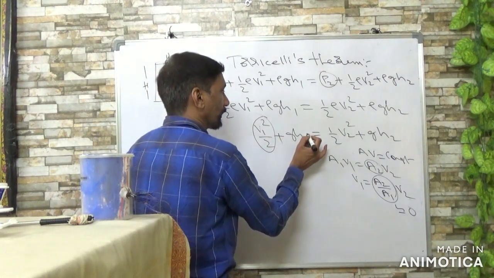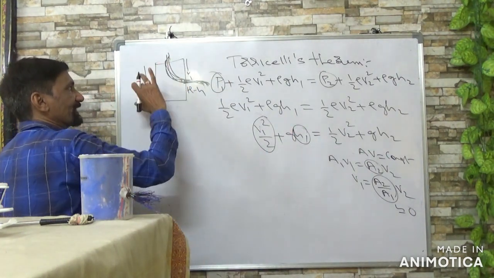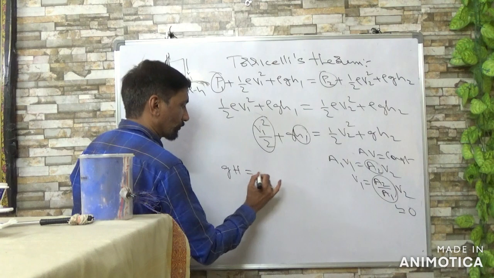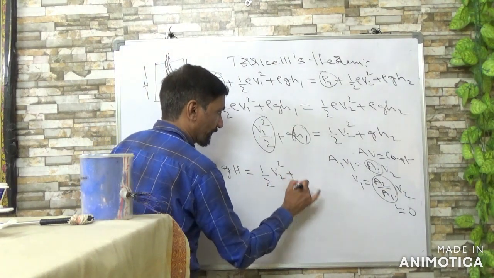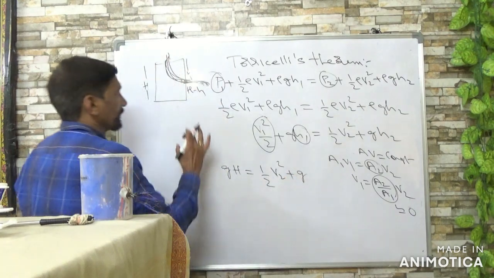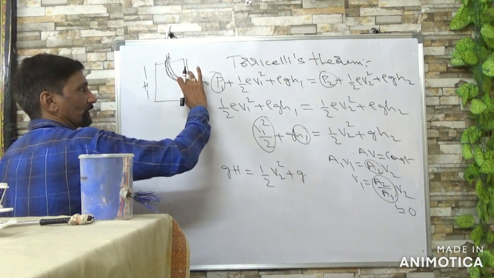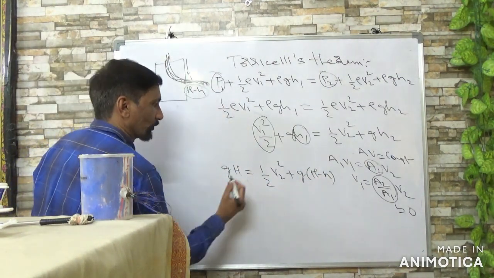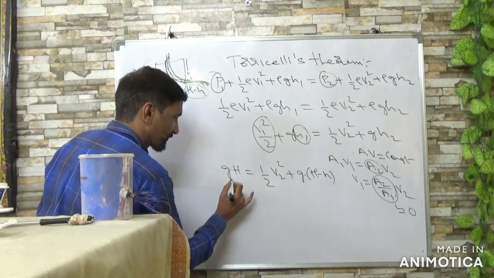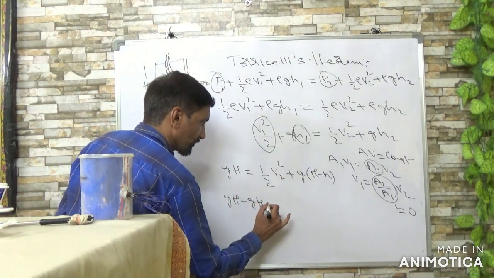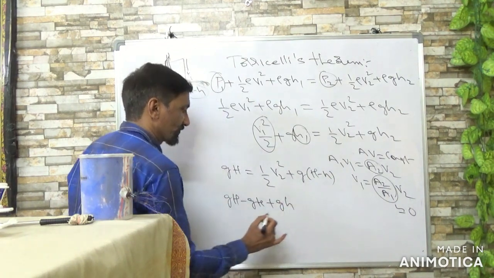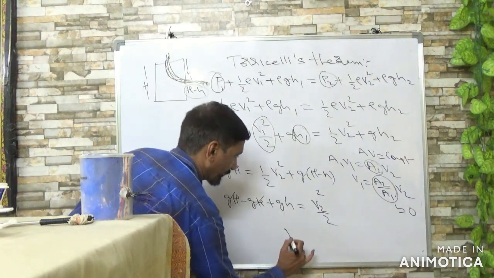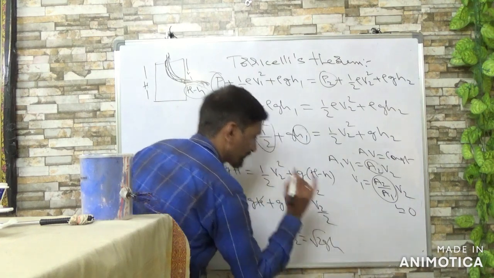Now about H1. The initial height is H. So I can take gH equal to half V2 square plus gH2, where the tap is at height H minus h. Taking it to the other side, gH minus gH plus small gh equals V2 square by 2. So they cancel, and you get V2 is root 2gh.